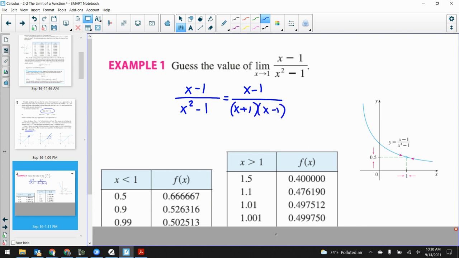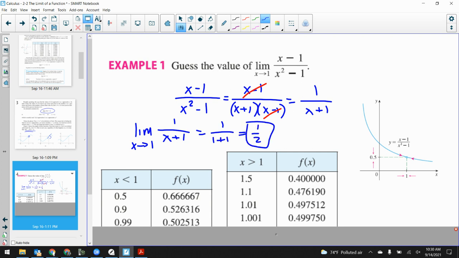What happens to the x minus 1s? They cancel. So this ends up reducing all the way to this. So if we actually want to, the limit as x goes to 1 of this, 1 over x plus 1, could we plug it in now? Can we plug in 1 now? Yeah? You see that?